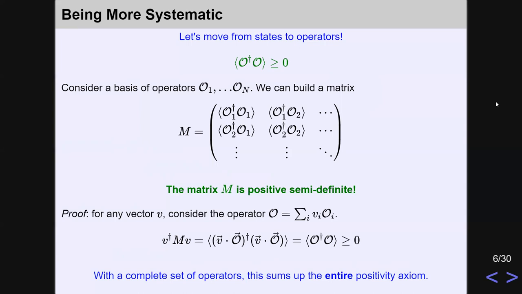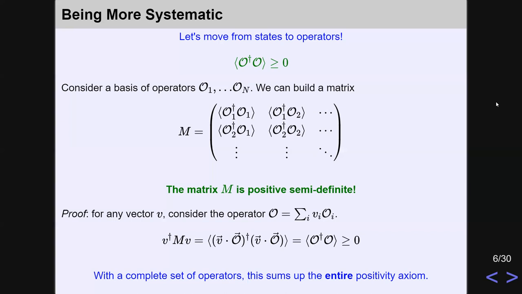We're just going to consider expectation values of the form O dagger O for some operator O. And that's always greater than or equal to zero. This is a consequence of positivity of the inner product. And then considering some basis of operators, so O1 through On, which will be linearly independent, we can build an n by n matrix M of expectation values. And the consequence of positive definiteness of the inner product is that this matrix M is positive semi-definite.